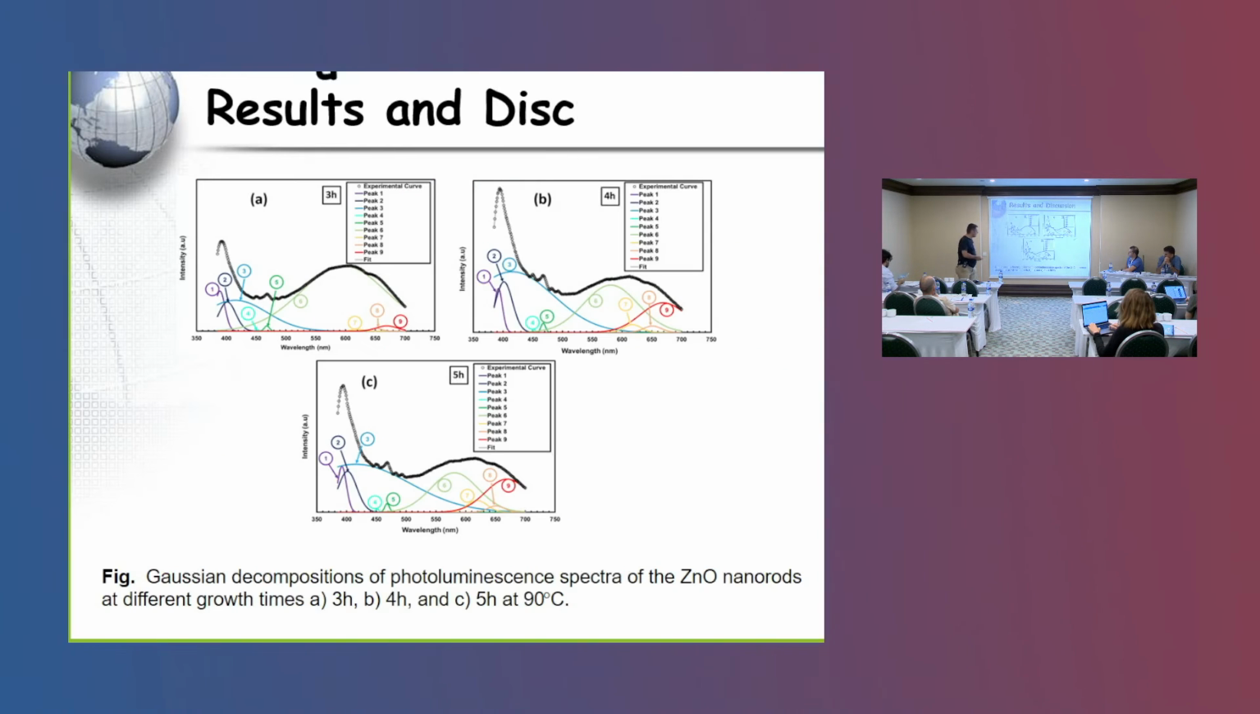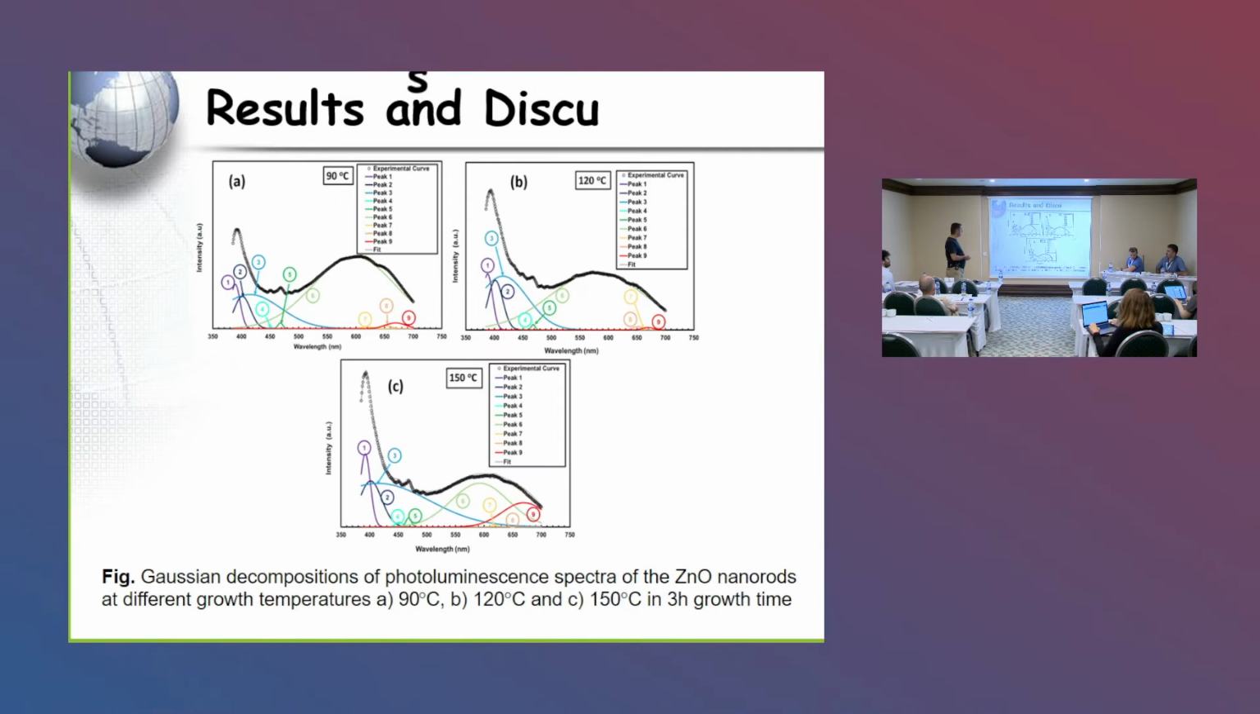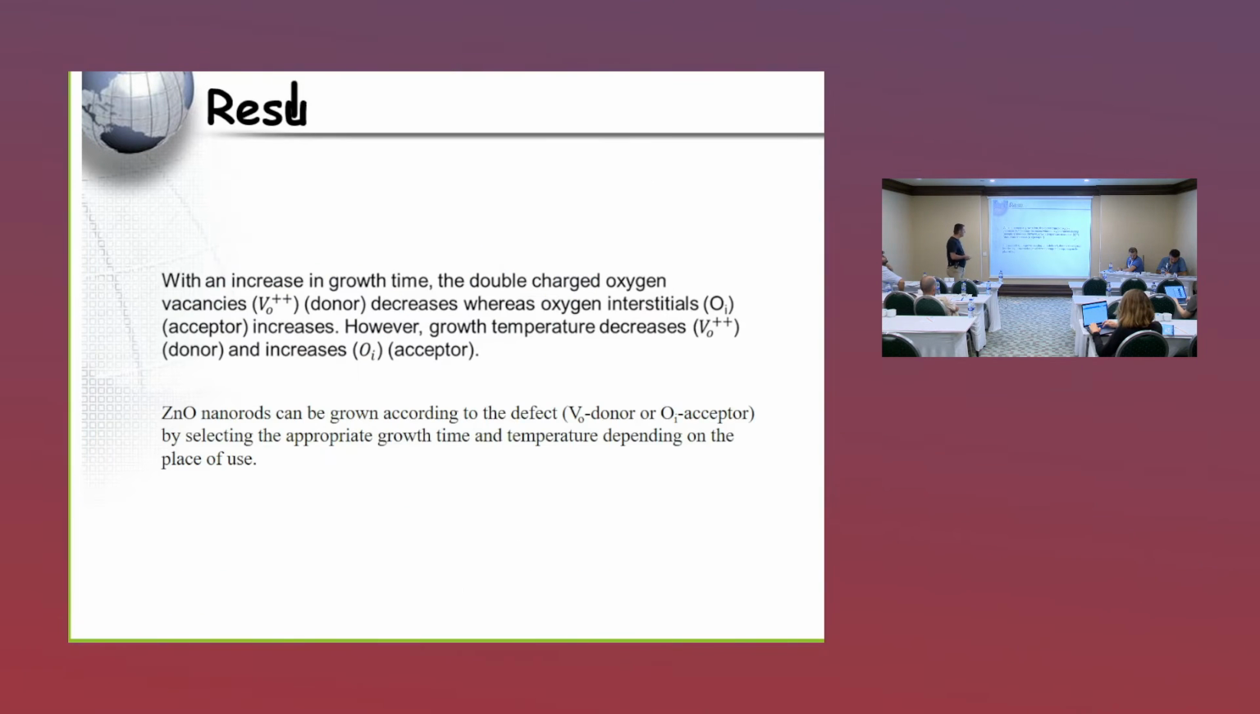Okay. There are 9 peaks. Two of them are for the near band emission, and the other peaks are for the defect types. And as a result, this is for the growth temperature.